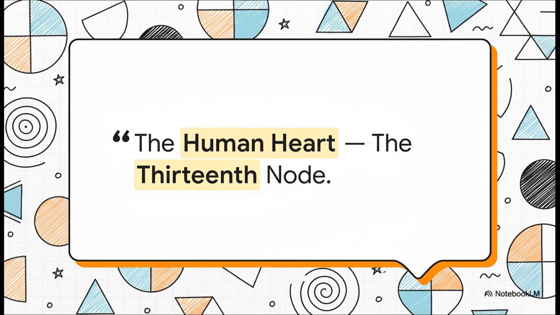The human heart is proposed as the 13th node, the central tuning fork. The belief is that its electromagnetic field, which mirrors the golden ratio, is what allows us to sync our own personal rhythm with the Earth's geometric field. It's how we tune ourselves into the larger system.